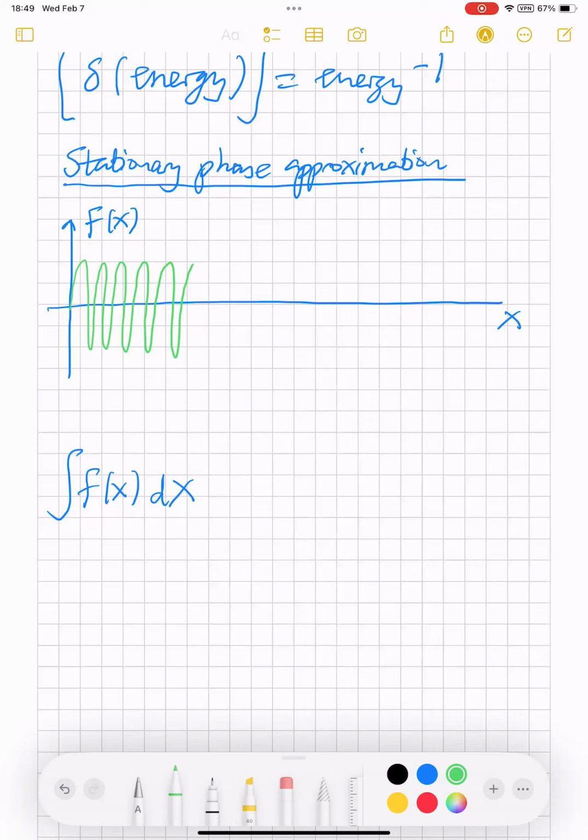But now let's imagine for some reason our function f stays constant for a little while and then it starts to wiggle as it was wiggling before. Well, if you look at this, you would say this region contributes nothing.